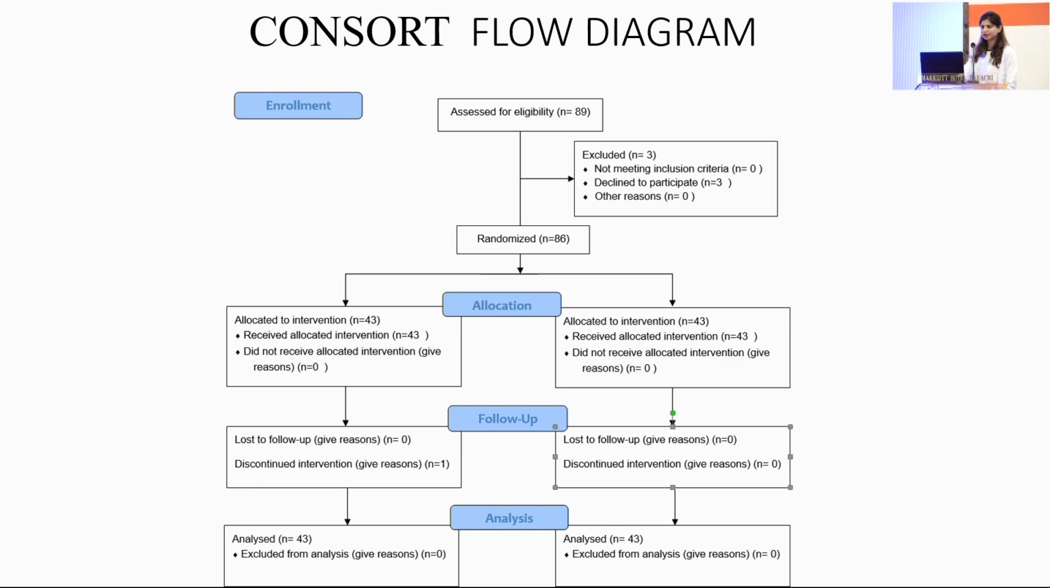This is the consort diagram. As you can all see, 89 patients were assessed eligible for the study. 3 patients were excluded from the study as they did not give consent. The remaining 86 patients were allocated to 2 arms of the study. Each contained 43 patients. There was no loss to follow-up, so all the patients were analyzed where they were randomized.